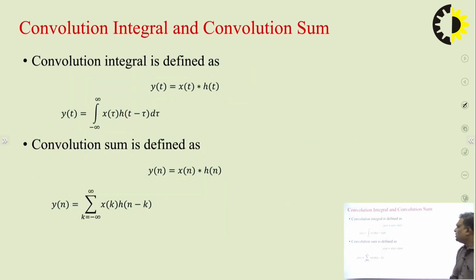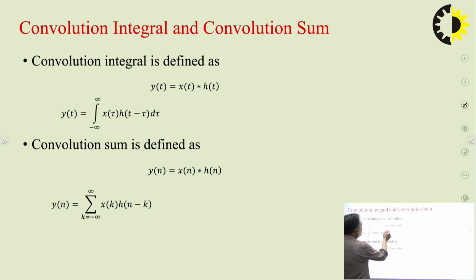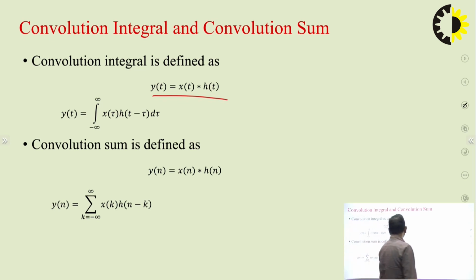So for a continuous time system, the convolution operation is defined as the convolution integral, and it is defined as y(t) equals x(t) convolution h(t), where x(t) is the input applied and h(t) is the impulse response of the LTI system. So this can be written as y(t) equals the integral from minus infinity to infinity of x(tau) into h(t minus tau) d tau. So this is basically the definition of the convolution integral.